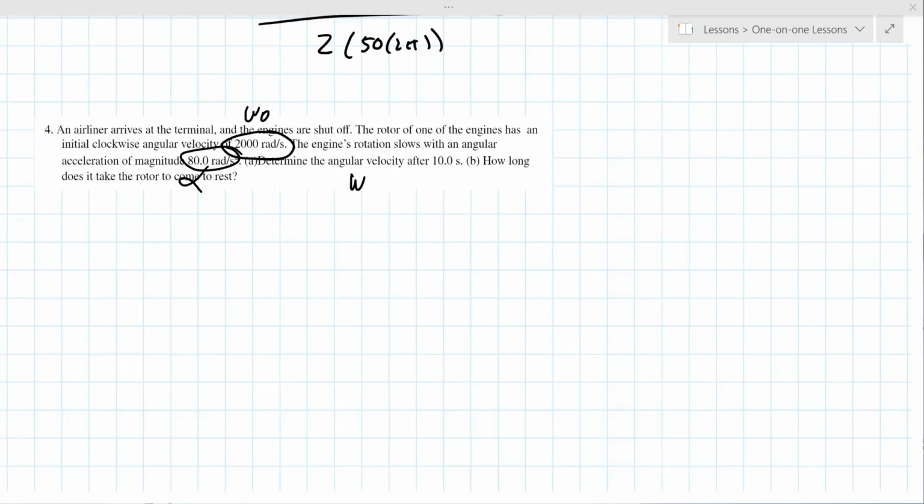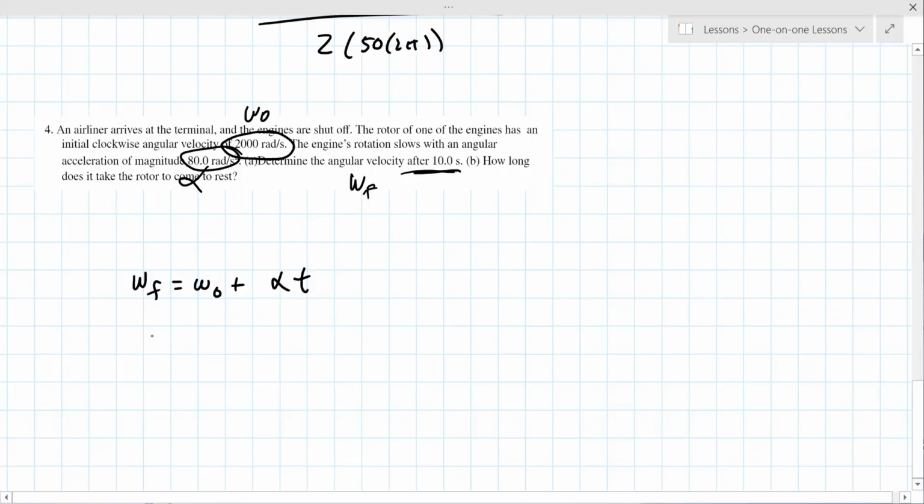So omega final equals omega initial plus alpha times t. Omega final is what we're trying to find right here. So omega final equals omega initial, which is 2000, in the right units, radians per second, plus alpha, 80 radians per second squared, times 10 seconds. So that is 2,800 radians per second.